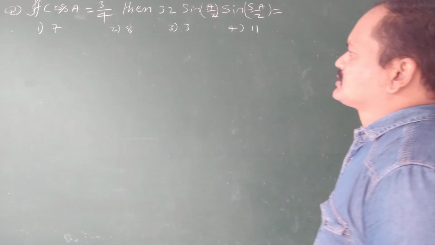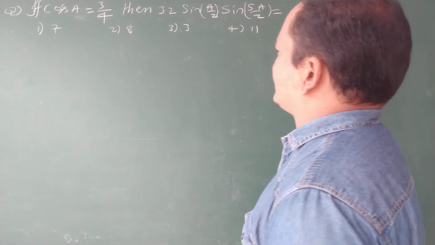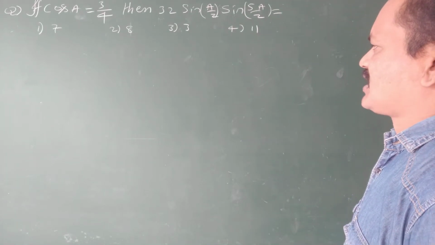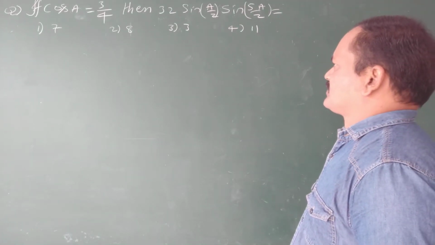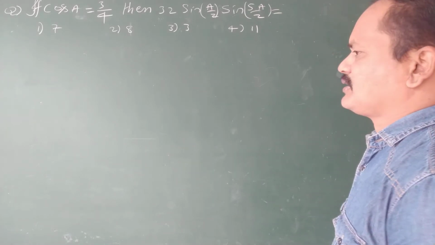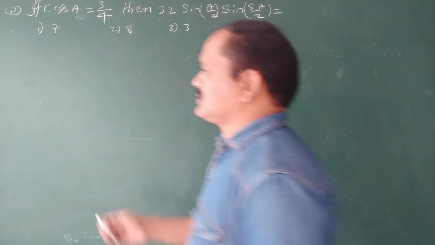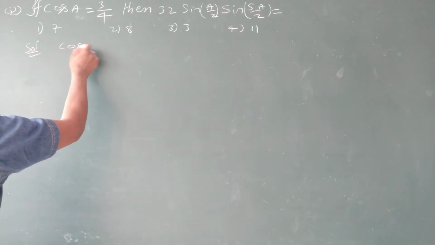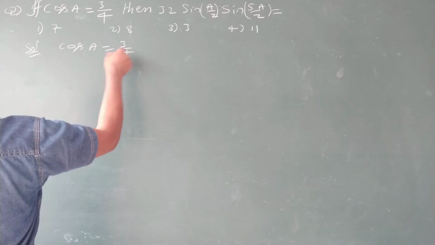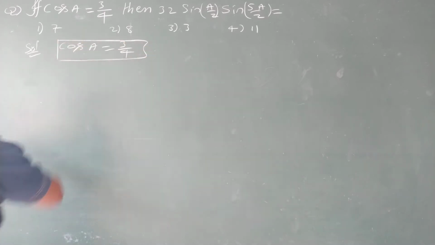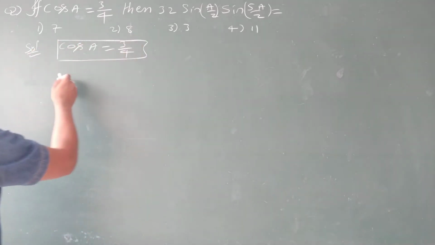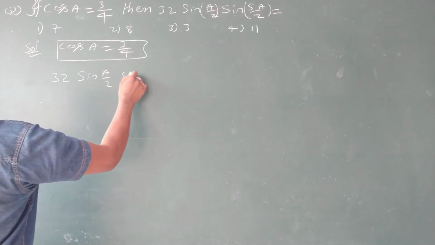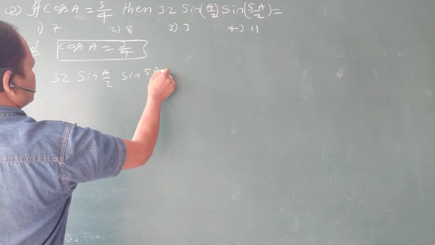Now the next question: if cos A is equal to 3 by 4, then 32 sin A by 2 sin 5A by 2 is equal to: first option 7, second option 8, third option 3, and fourth option 11. Now we have to solve this question. So, solution for this question. Given cos A is equal to 3 by 4. Now this is the condition, right?